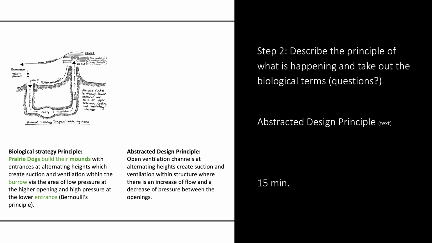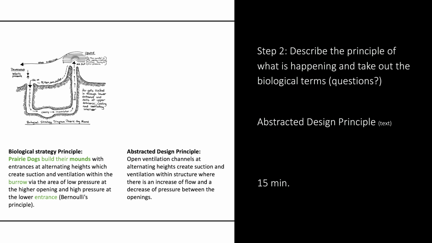Okay, now you start up the video again, of course, and you see your biological strategy principle and your diagram. So the prairie dogs build their mounds. You've got that already. The next step is to describe the principle, what is happening, and take out the biological terms. So you abstract the biological terms by just leaving the open ventilation channels at alternating heights create suction and ventilation within the structure where there is an increase of flow and a decrease of pressure between the openings.